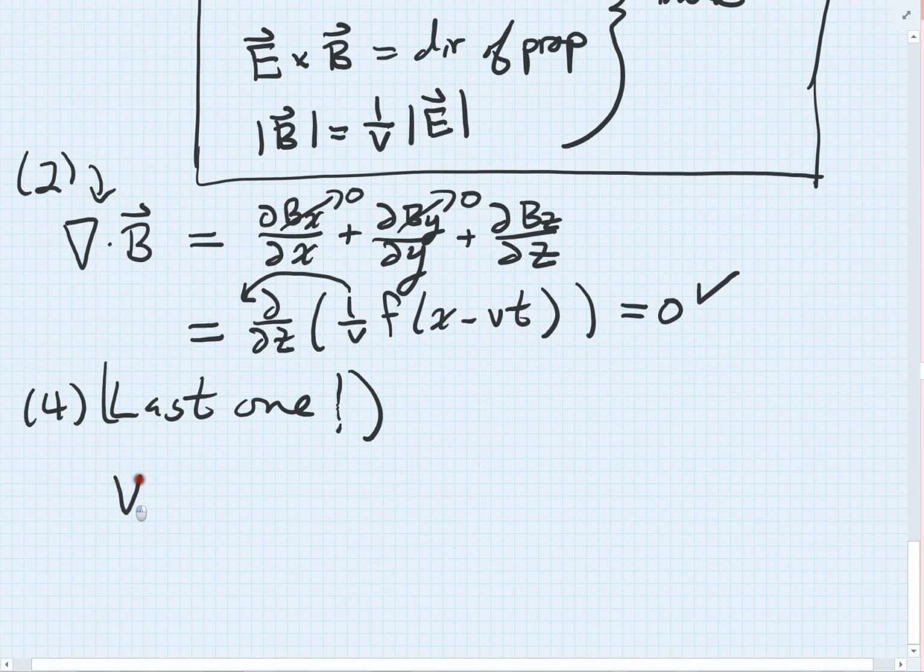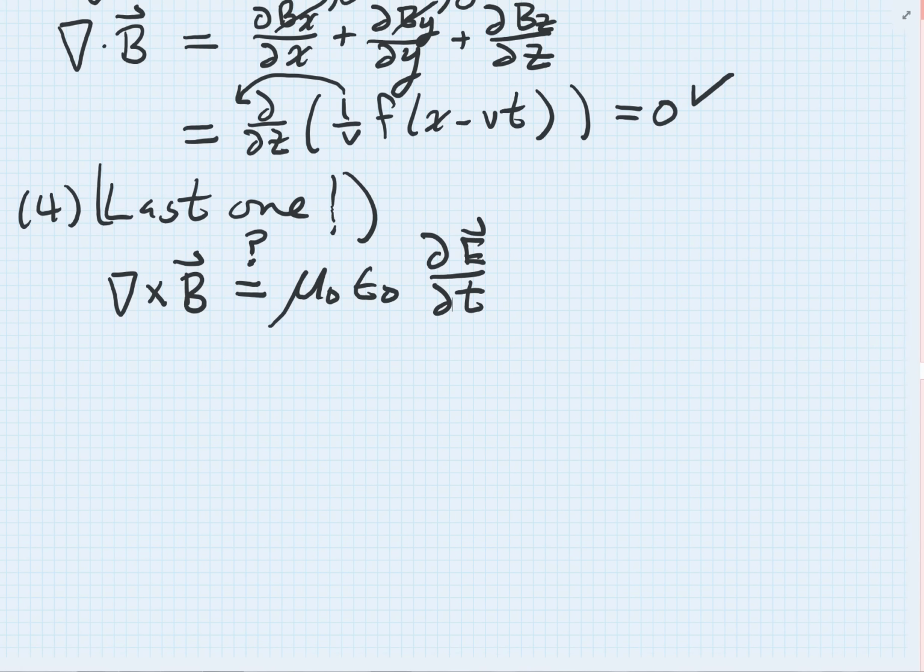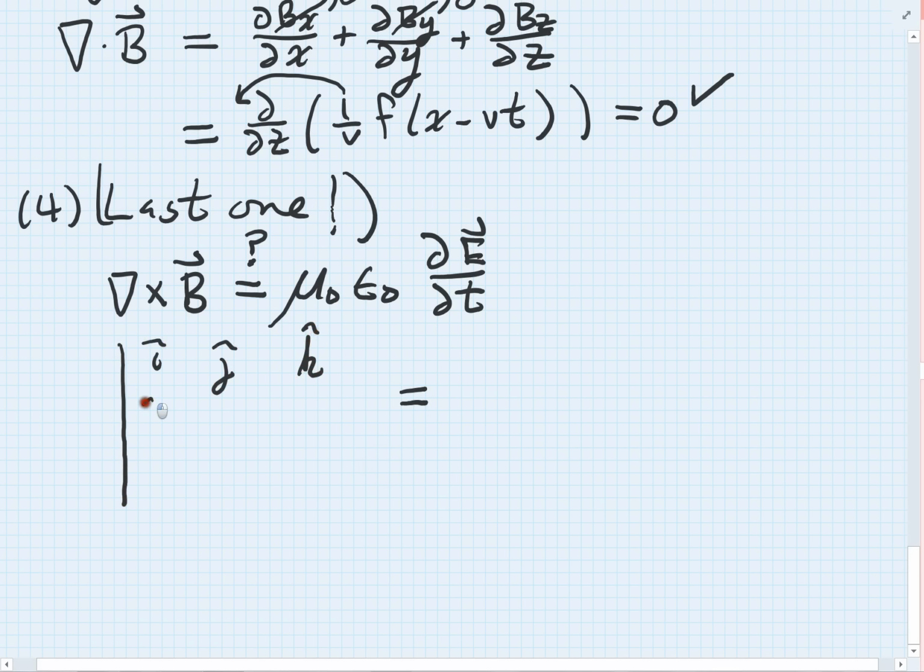So let's see here. Let's calculate the curl of B. And the question is, so I'm going to put this as a question mark, whether that will equal mu naught epsilon naught times the time derivative of the electric field. So we have two parts to this. Let's work on the curl. That's probably the more complicated of the two. So I'll put the equal sign over here, leave some space to do the curl. The curl will be i hat, j hat, k hat, the x derivative, the y derivative, z derivative.